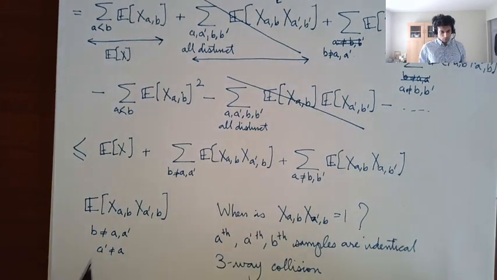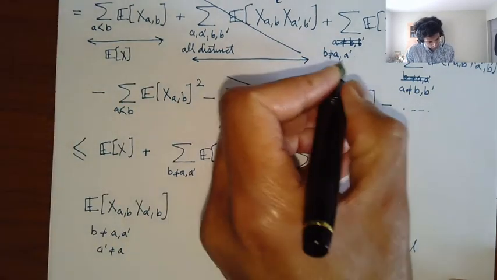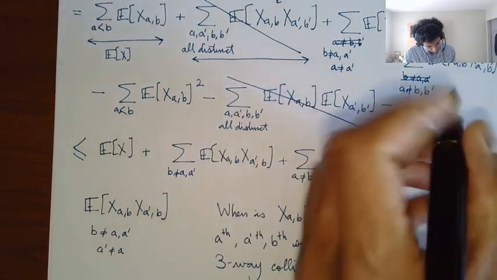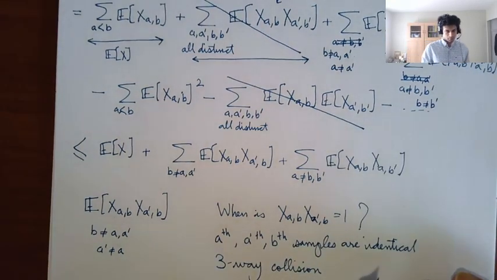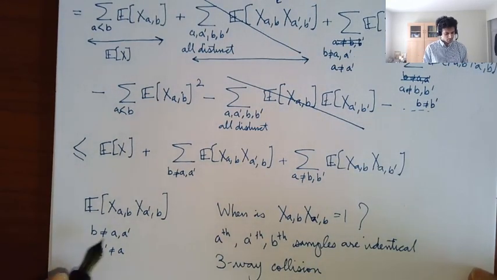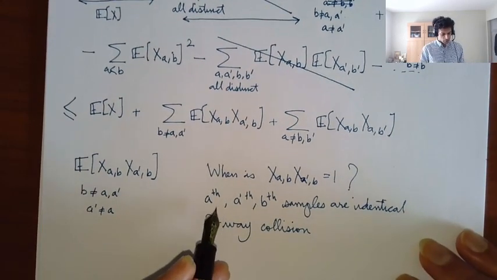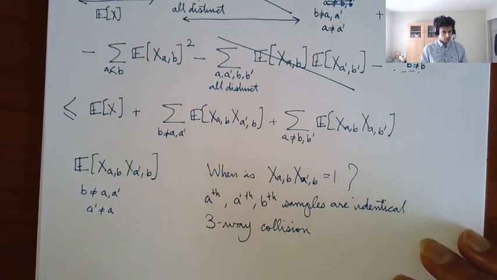So I should write that over here in this term: A is not equal to A prime and B is not equal to B prime. So they're all distinct. A prime and B are distinct. So that means that you have a three-way collision.